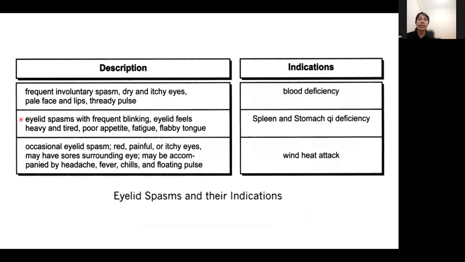The eyelid spasm with frequent blinking, eyelid feels heavy and tired, poor appetite, fatigue, flabby tongue. It is an indication of spleen and stomach qi deficiency. Lastly, if the description is occasional eyelid spasm, red, painful, or itchy eyes, may have soreness surrounding the eyes, may be accompanied by headache, fever, chills, and a floating pulse, it is an indication of wind heat attack.